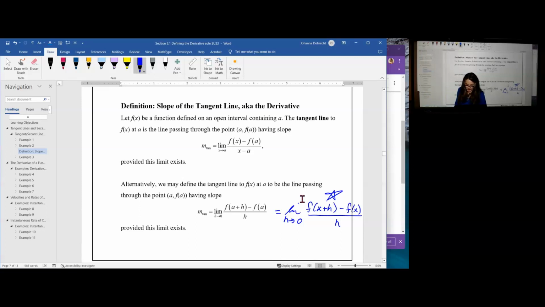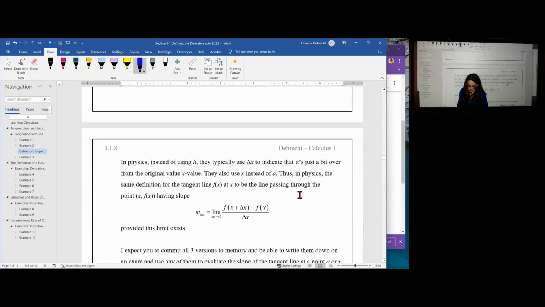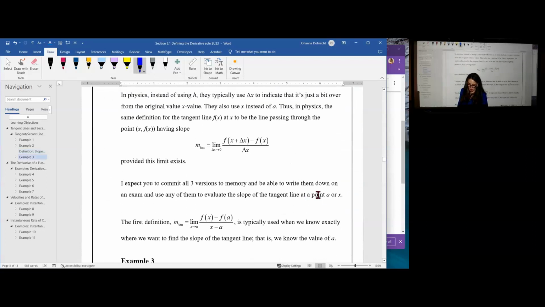There is a third definition that we have as well, and this is one that gets used more often in physics. So if you take a physics class, instead of seeing h, you'll see delta x. Delta x just represents a small change in x, which is what h is.